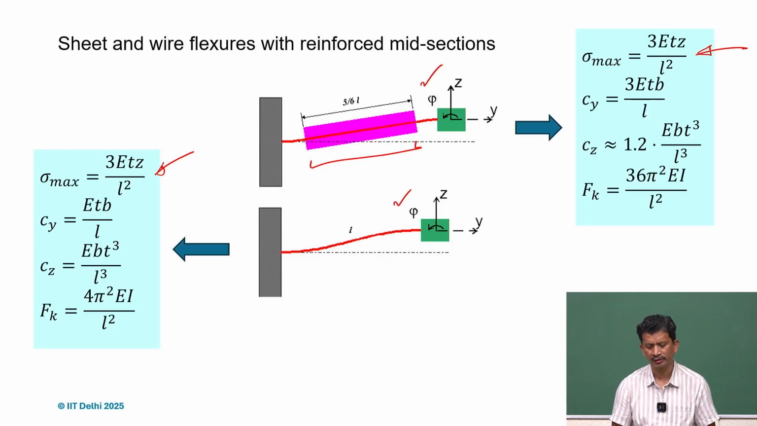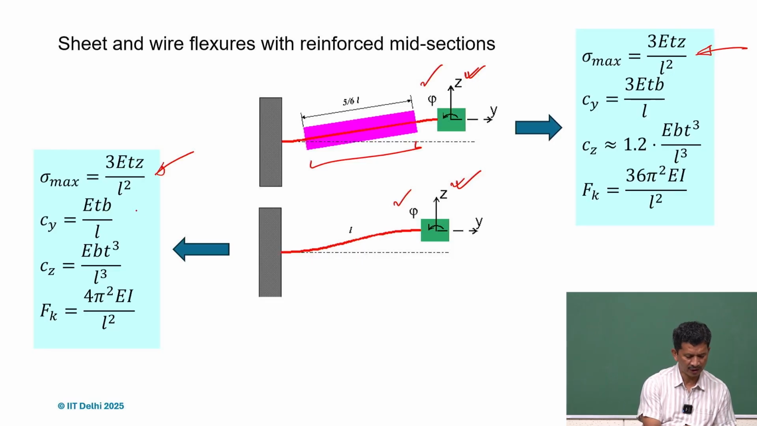It means the range of motion in both cases is going to be the same, because if it's the same material, the sigma max will dictate the total range of motion. So the displacement is not going to change in this case, since sigma max is the same. So we are not losing anything by reinforcing the midsection.